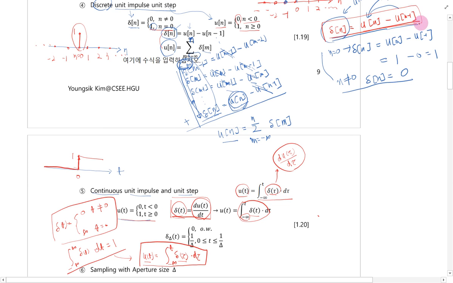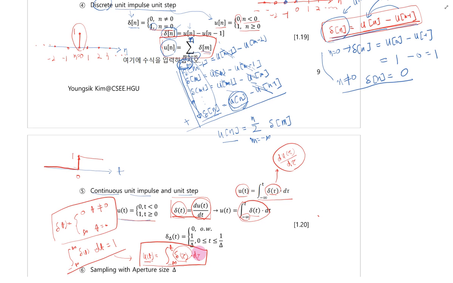Okay, in the discrete version, the unit step sequence is also defined by the summation of the delta sequence. And in the continuous domain, the delta function should be integrated over time. Then it gives a unit step. So you can think about that. The difference is in the sequence domain, we're taking the summation of the impulse, but in the continuous domain, we just take the integration of that. Okay, so we talk about the discrete impulse and unit step, and also the continuous unit step and impulse.